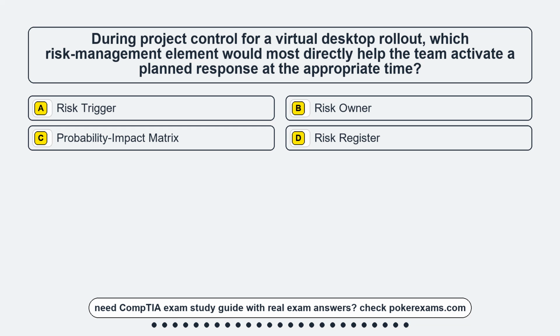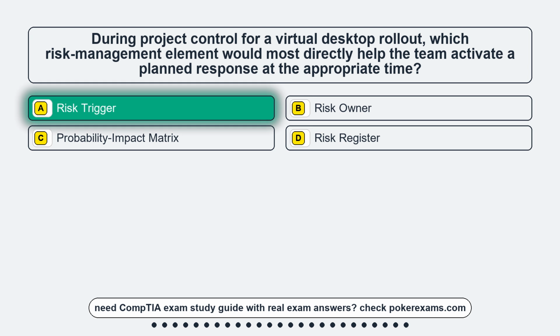Question 4. During project control for a virtual desktop rollout, which risk management element would most directly help the team activate a planned response at the appropriate time? Option A, risk trigger. Option B, risk owner. Option C, probability impact matrix. Option D, risk register. The correct answer is option A, risk trigger.